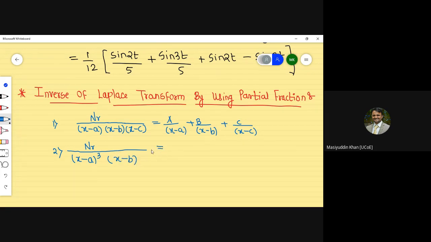So you can just observe this part. This is the repeated terms. Already you people learned that in differential equation, linear differential equation with constant coefficient, there are repeated roots, distinct roots. So here you can just observe that this is repeated. So for repeated terms we have to apply, that is a upon x minus a plus b upon x minus a the whole square plus c upon x minus a raised to power 3 times.